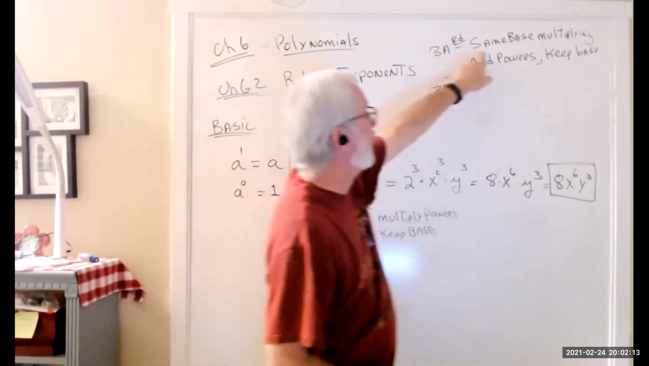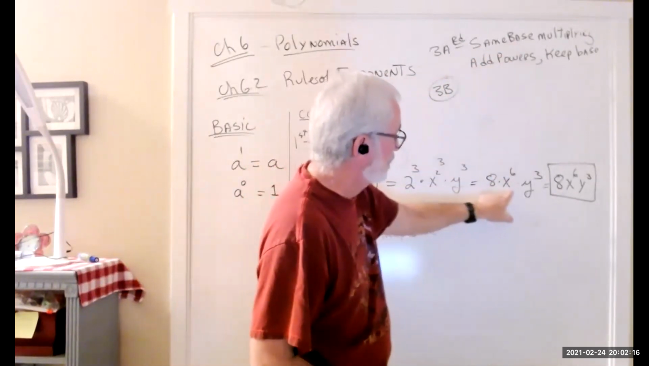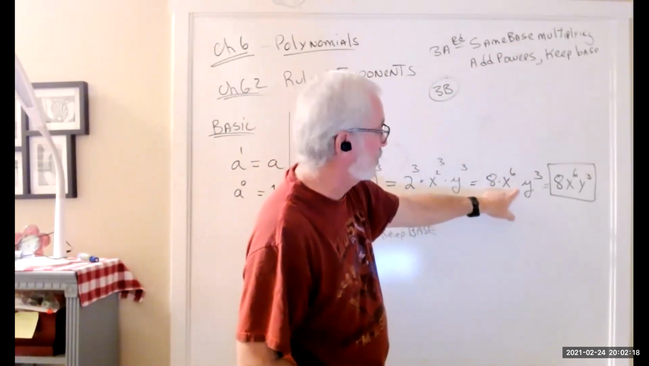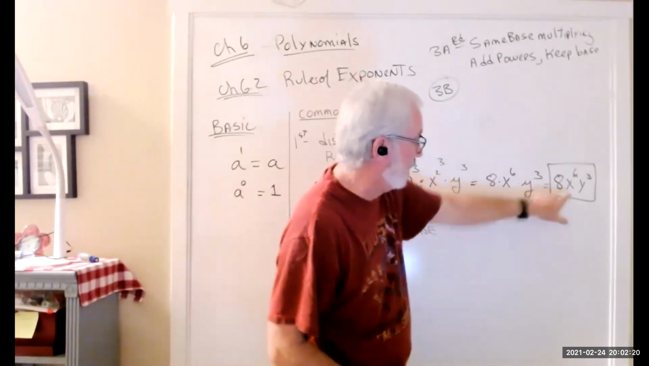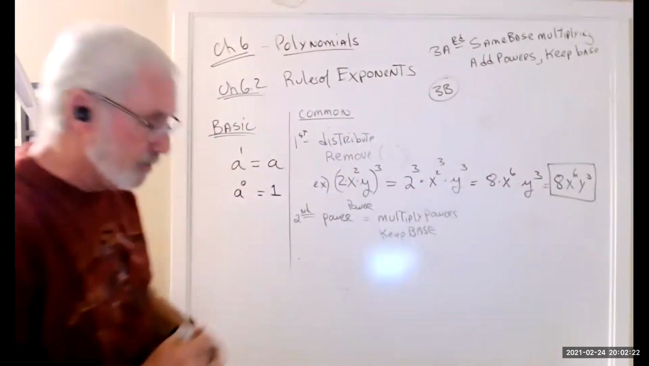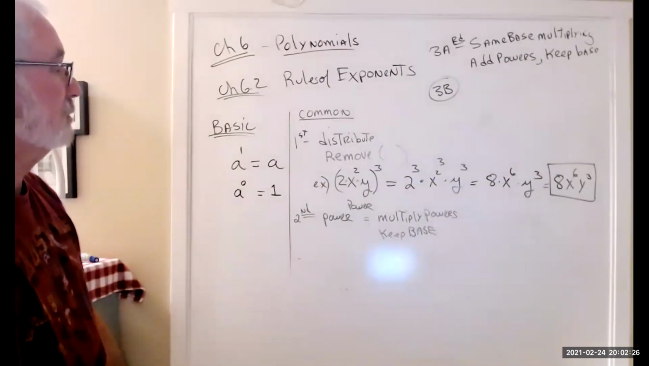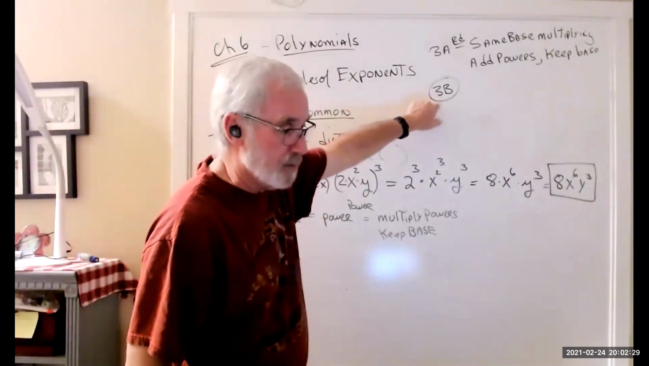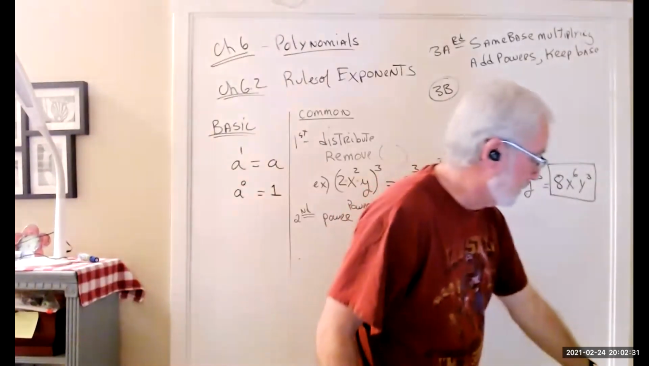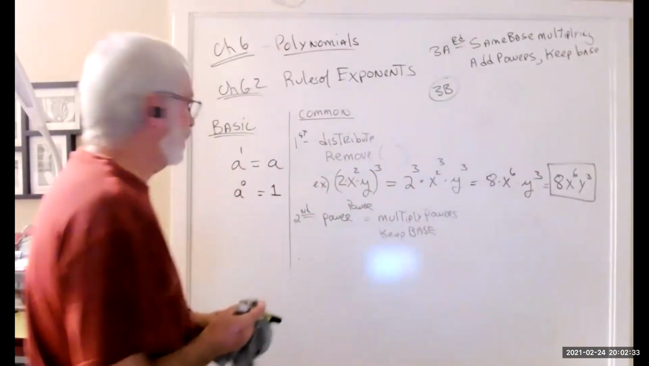Then you look for same bases. Same bases, there aren't any, so we're done. Now I'm going to give you a much more complicated problem in a second, and I'm going to add a rule 3b in a second. Have I lost anybody yet?